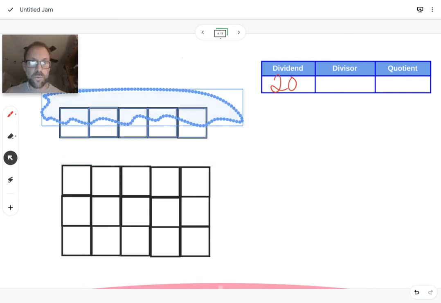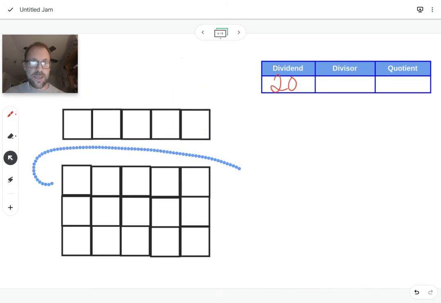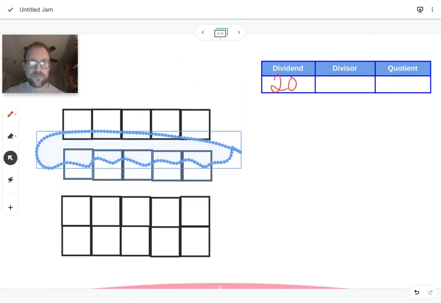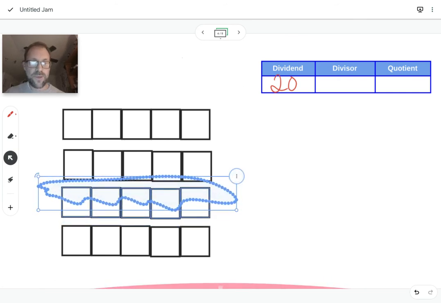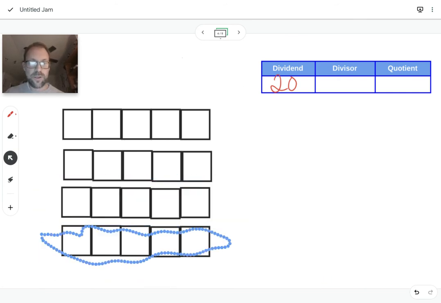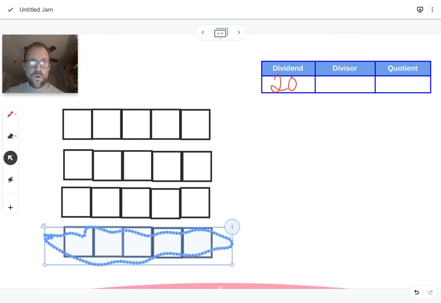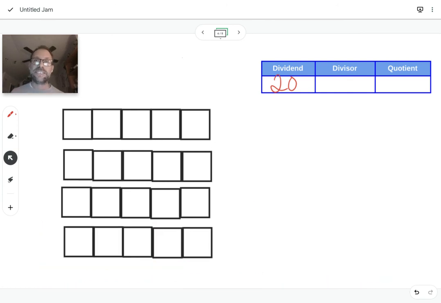All right, there's 1 group. And there's another group. And we got another group here. And then we got our 4th group here, right? 4 groups. They are equal in size because they each have 1, 2, 3, 4, 5 squares in each group. So what is the divisor that we used in this example? Give me your answer, and I'll see you on the other side.